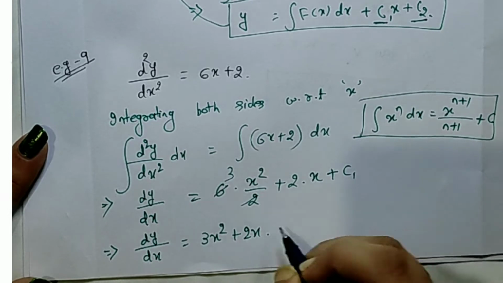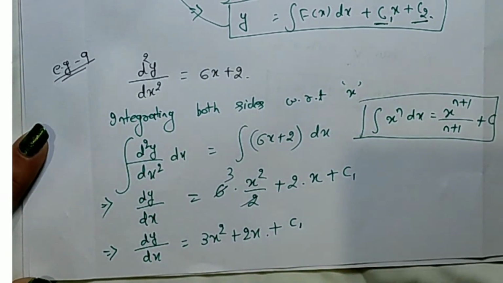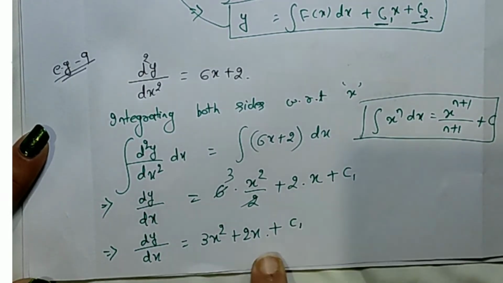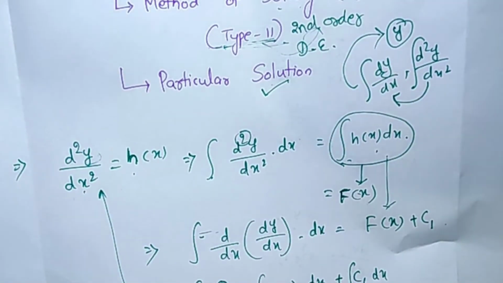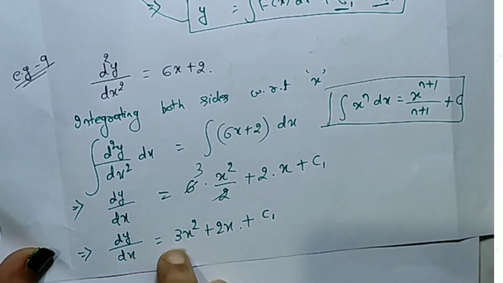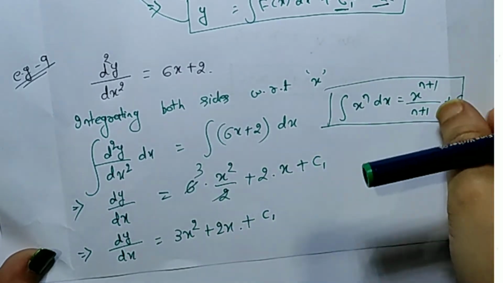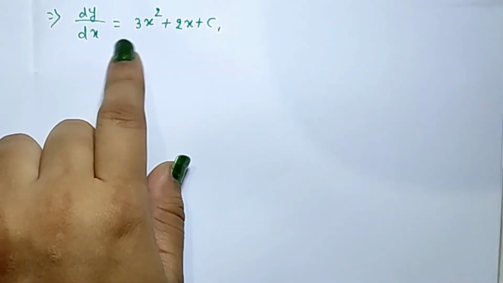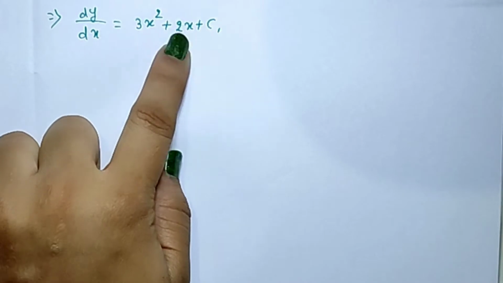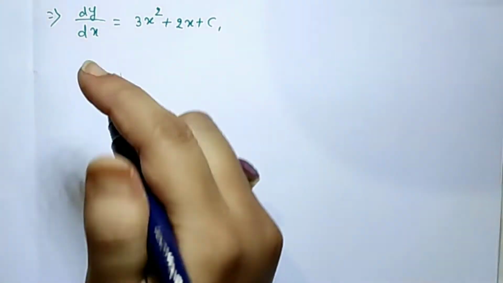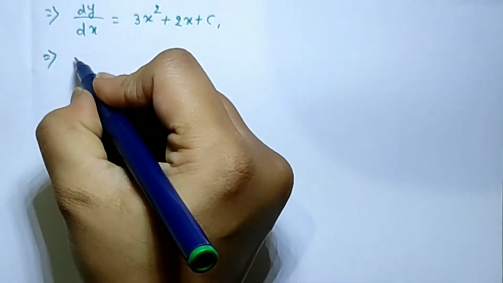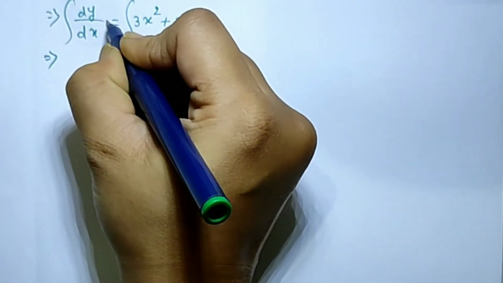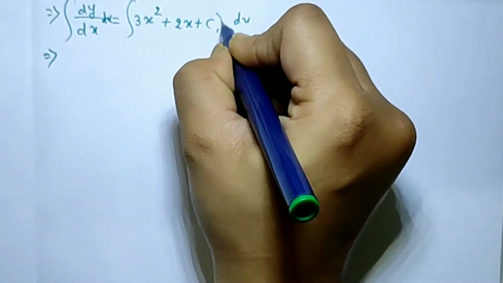Now, in integrating, the constant will be c1. After solving this equation, we got dy by dx is equal to 3x square plus 2x plus c1. But what do we need? We need a solution. Solution means we need y. So again, integrating both sides with respect to dx, what did we get?